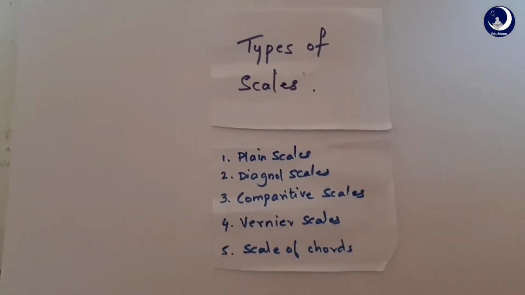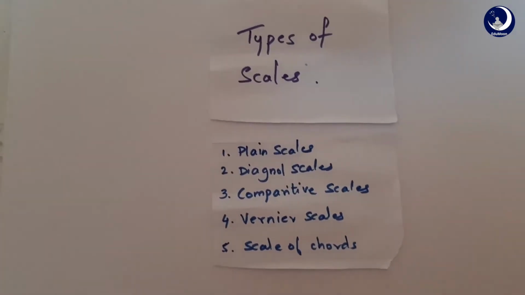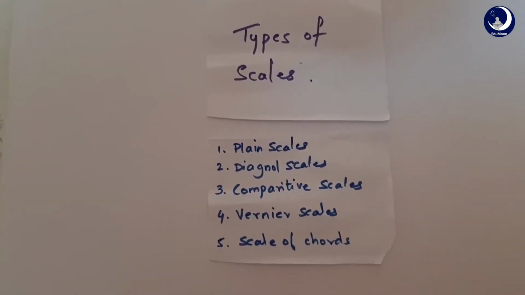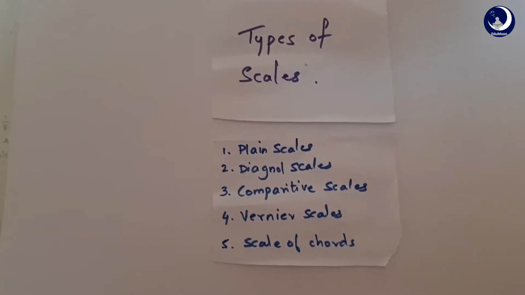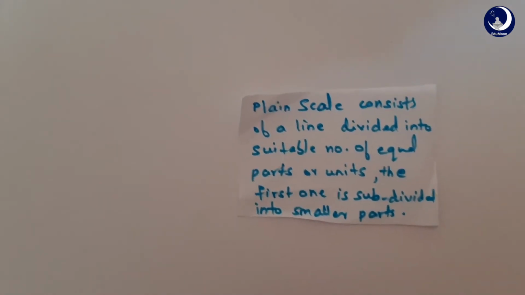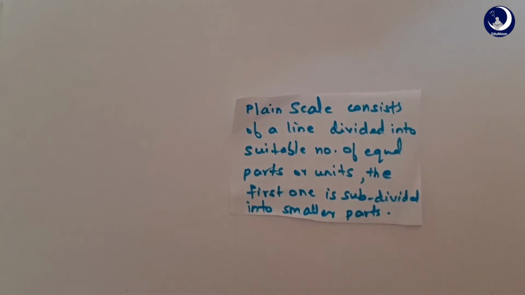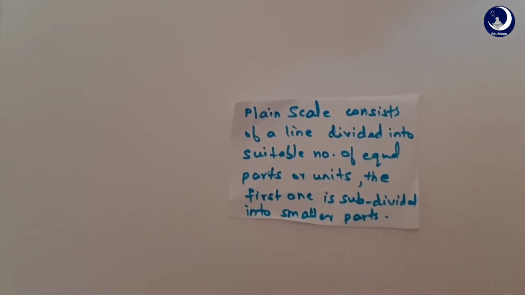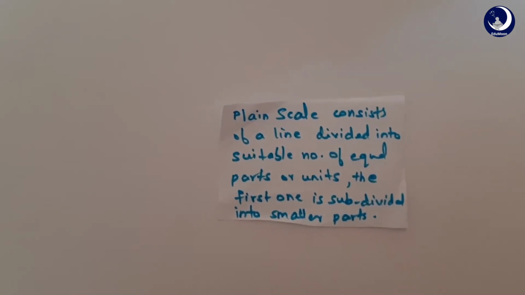In the previous video we discussed types of scales, that is plane scale, diagonal scale, comparative scale, vernier scale and scale of chords. In this video we will discuss all these scales. A plane scale consists of a line divided into a suitable number of equal parts or units. The first part is subdivided into smaller parts. Let us look at an example.